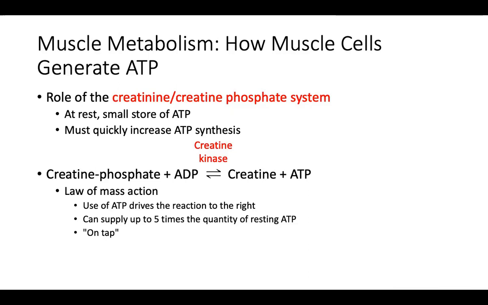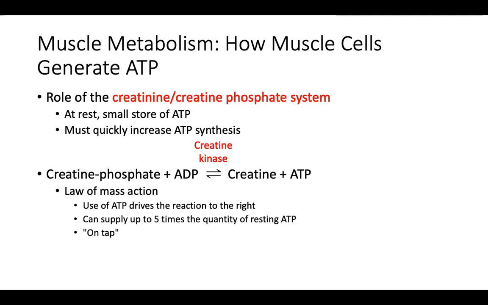So let's talk about the creatine phosphate system here, and then next time we'll get into the other two processes. The role of creatine in the creatine phosphate system is to provide a transient, temporary, small amount of ATP that is released very quickly as the other sustainable processes get warmed up.